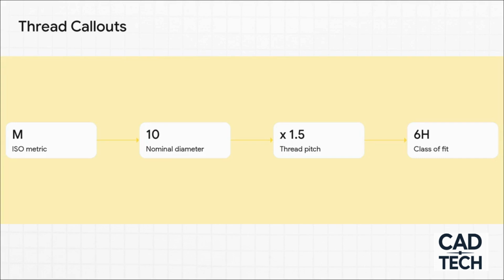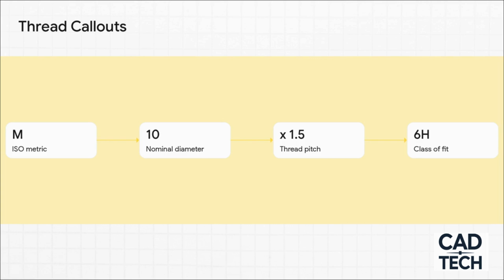When you see a threaded hole, you're not just going to see a simple diameter. You'll see a scary alphanumeric callout like M10 x 1.5 6H. Looks like gibberish, right? But watch how easily this breaks down. Step 1, the M just means it's an ISO metric thread. Step 2, 10, is simply the nominal diameter, so 10 millimeters.